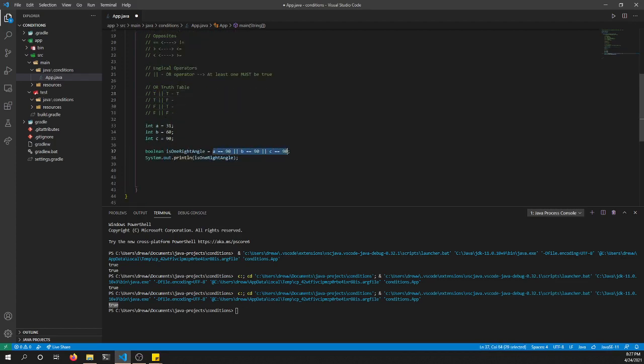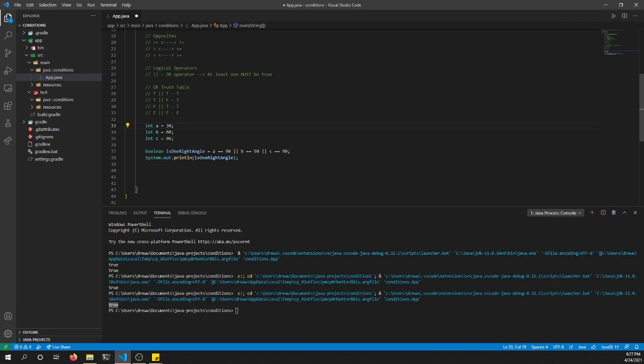And we can extend this out to 3. If at least one is true, the whole thing is true. So here, I don't care which one is 90. I just know that one of them has to be 90. And that's what we're checking here. True or false? Well, one of them is true, so it's true. False or true? One of them is true, so it's true. False or false? Neither of them are true, so the whole thing is false.